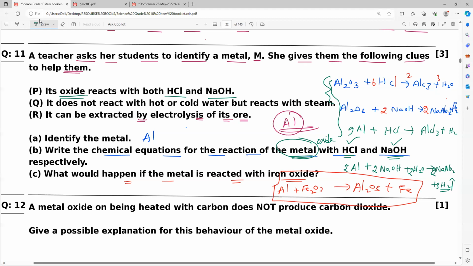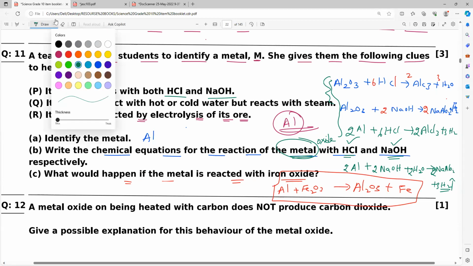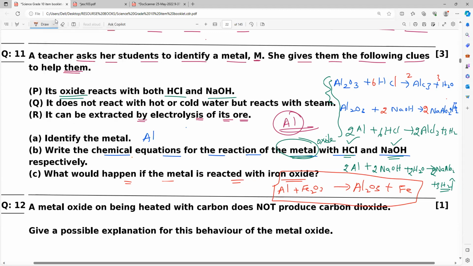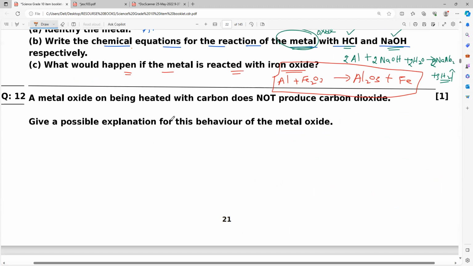Next, aluminum: 2Al reacting with 6HCl gives you 2AlCl3 plus 3H2. Balancing equations, right, all of you. Clear, everybody? So very, very important. Please learn it.